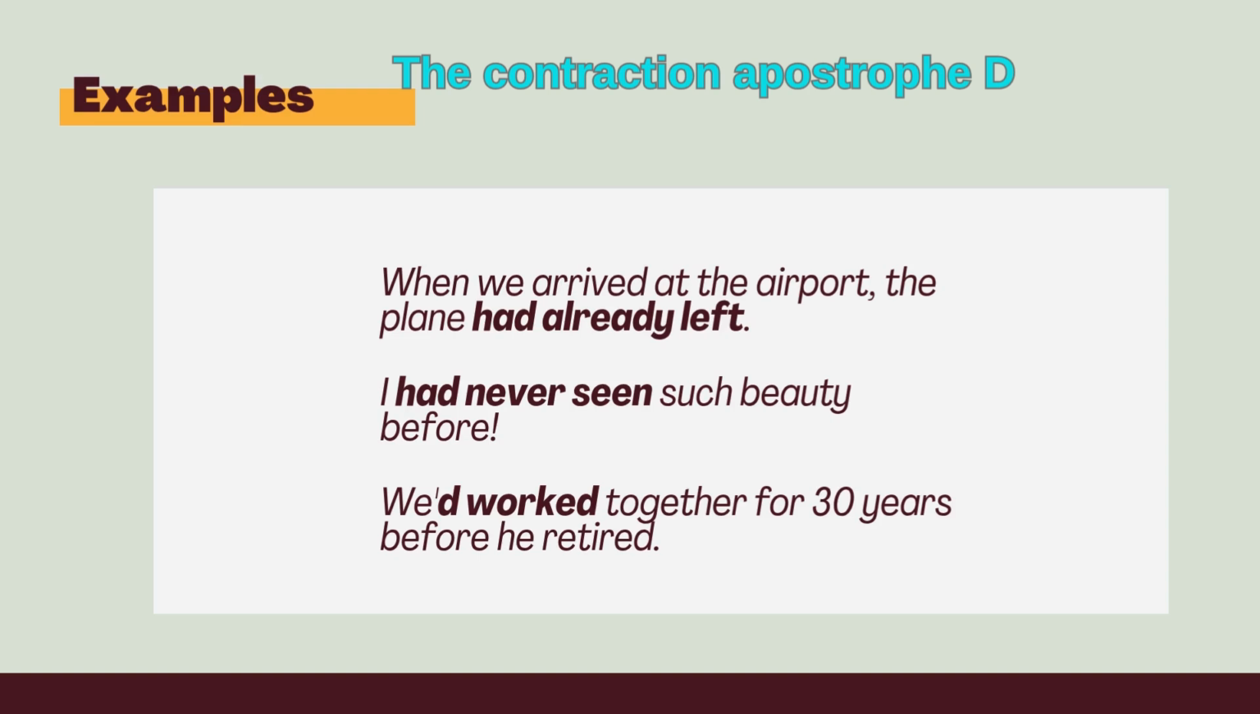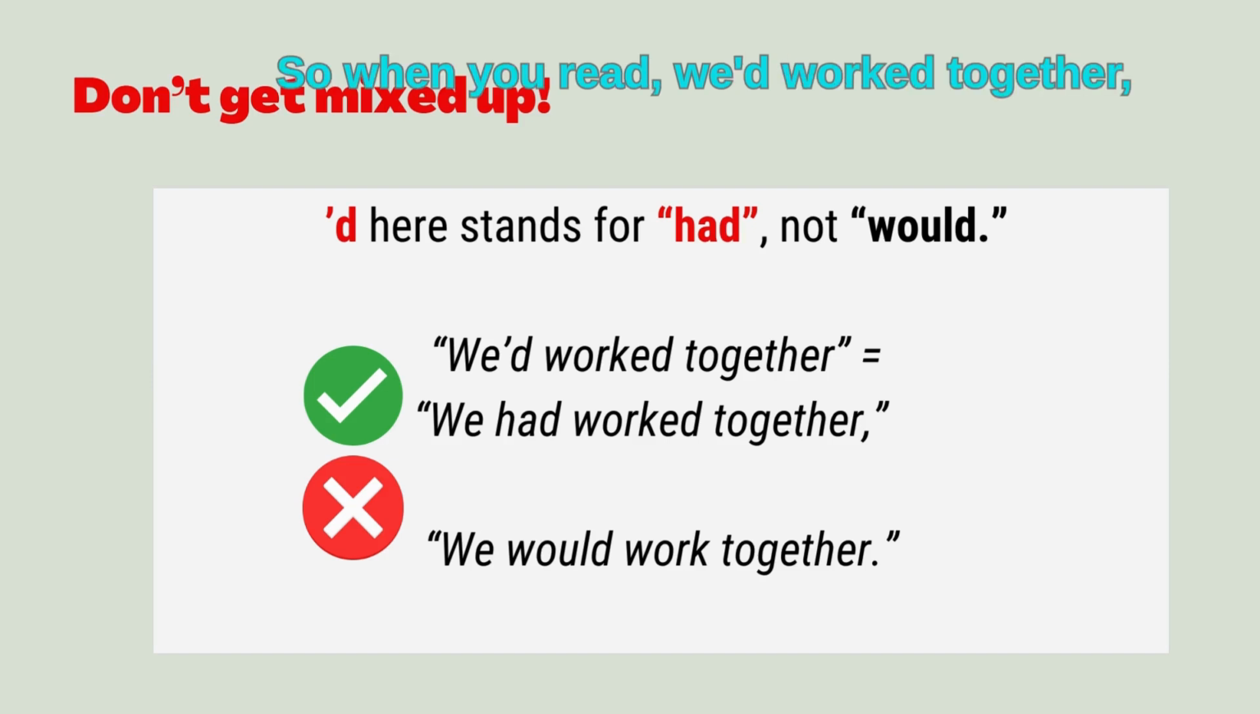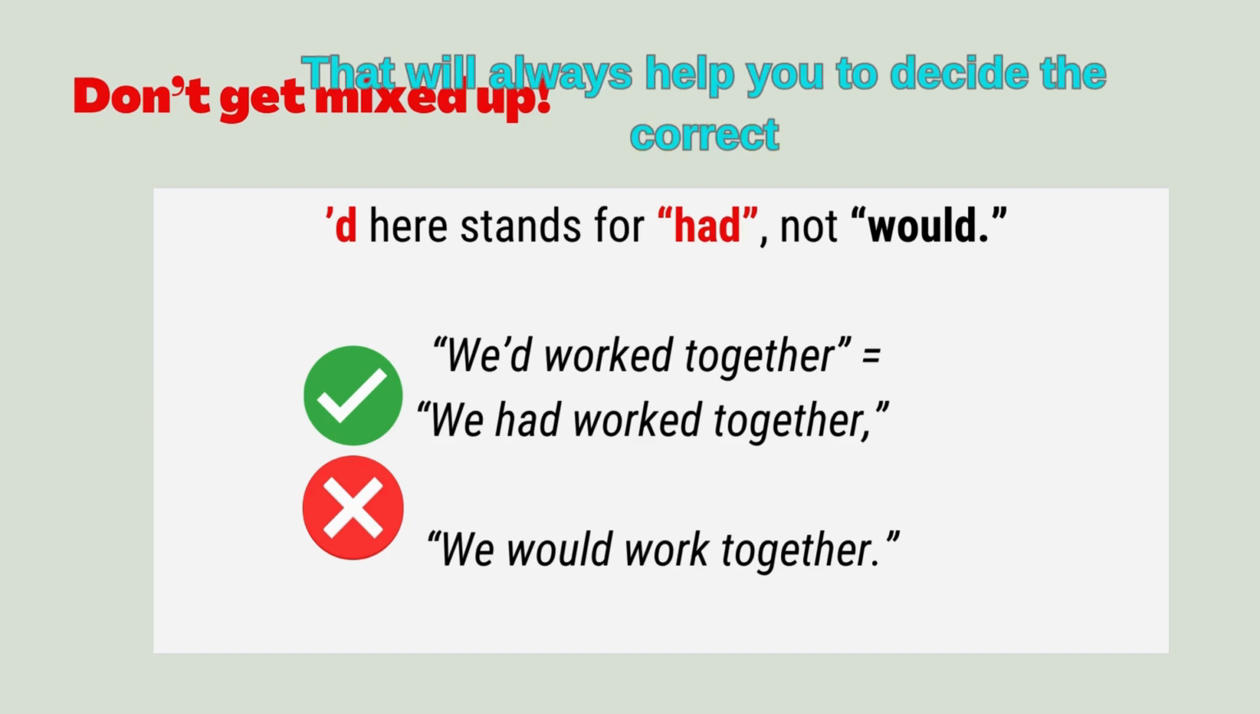The contraction 'd here stands for had and not would. So when you read "we'd worked together," it means "we had worked together," not "we would work together." That would be a conditional. So pay attention to the context. That will always help you to decide the correct meaning.